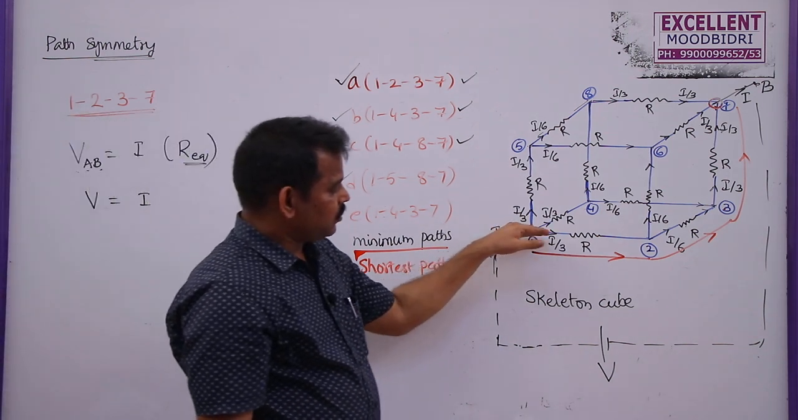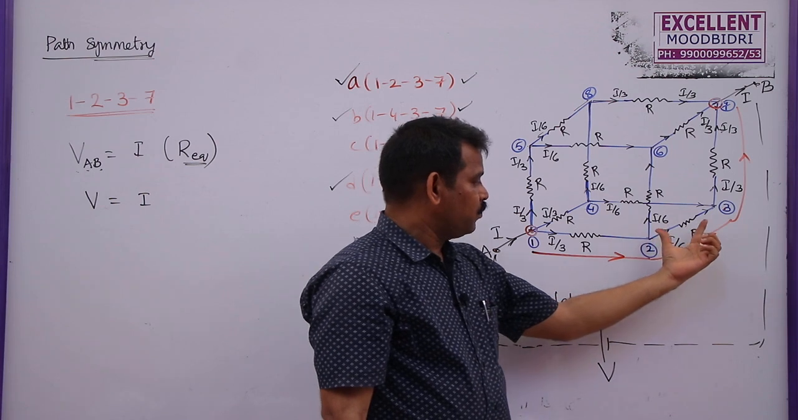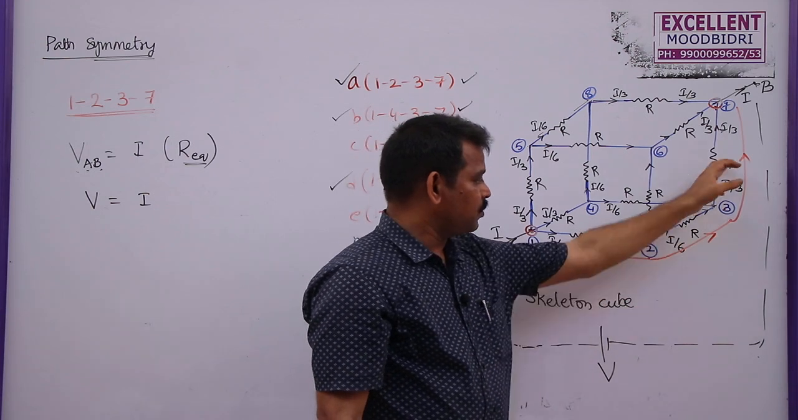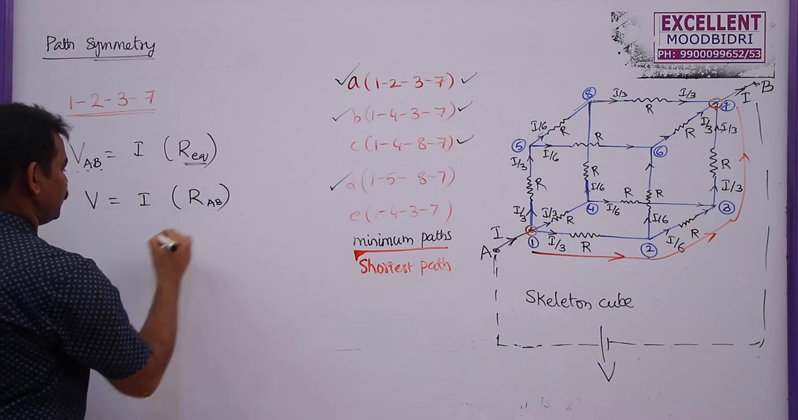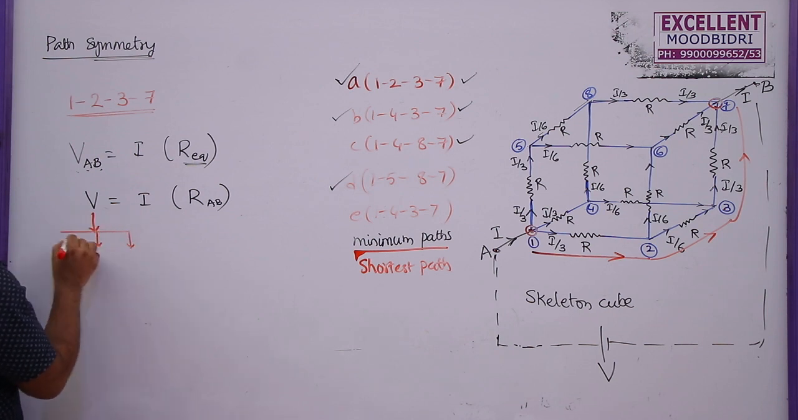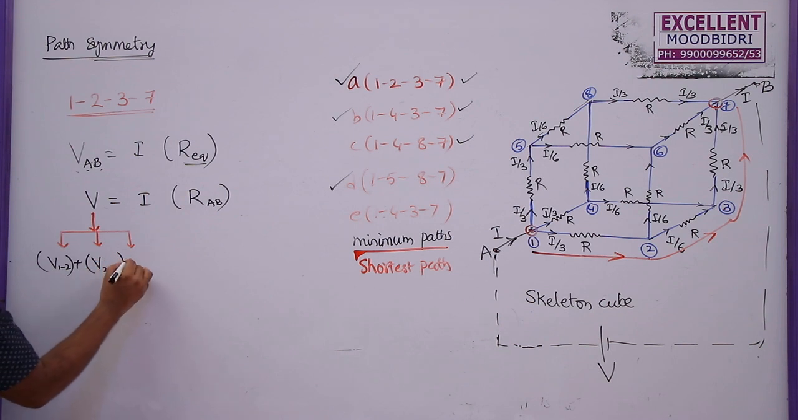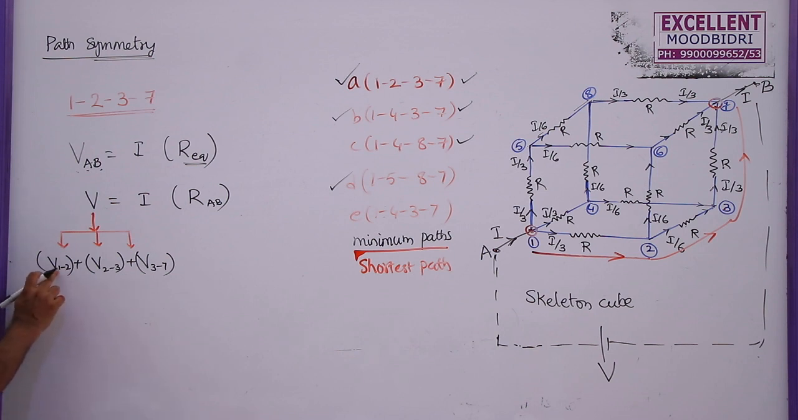Here, as we are choosing one of the paths which is symmetrical, the potential drop across this one plus the potential drop across this one plus the potential drop across this one, the sum of these three potentials, must be equal to this. So I am going to write the resistance between A and B. But this potential is equal to the potential drop between 1 and 2, plus the potential drop between 2 and 3, plus the potential drop between 3 and 7. So what is the potential difference between any 2 points? The amount of current flowing into the resistance there.